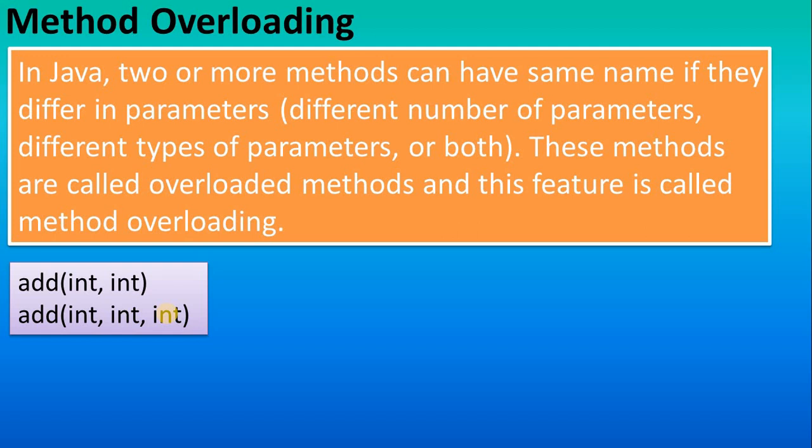So from a programming point of view, two or more methods can be there. That is important. It is not only two, it can be three, four, but their name must be the same and they must have some difference in their parameters, whether it is data type or number of parameters, whatever it is. So that is the method overloading concept.